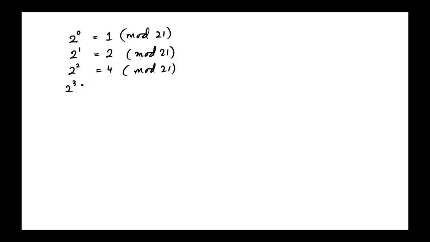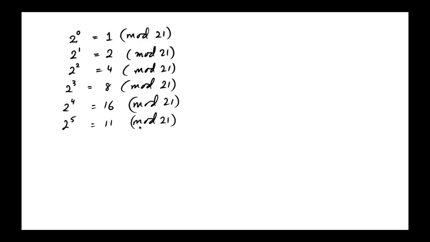How about 2 cubed is 8 mod 21. 2 to the 4 is 16 mod 21. 2 to the 5, well, it's 32, but what's 32? It's 11 mod 21. 2 to the 6 is 11 times 2, which is 22. What's 22? It's 1 mod 21.